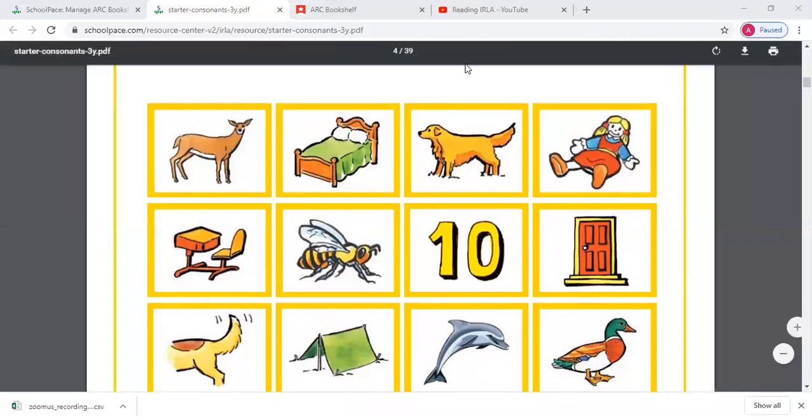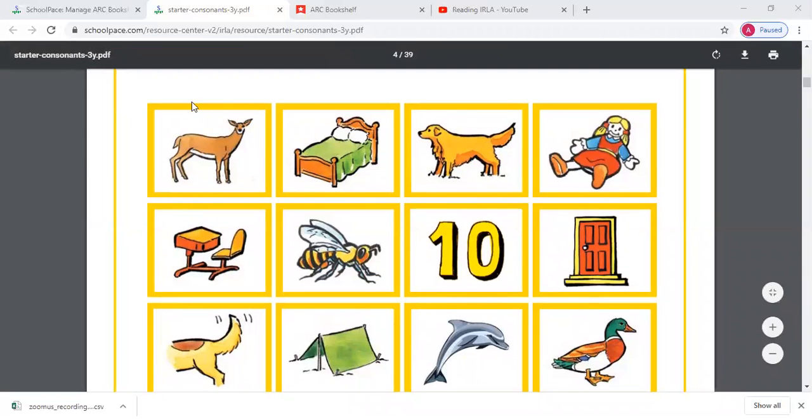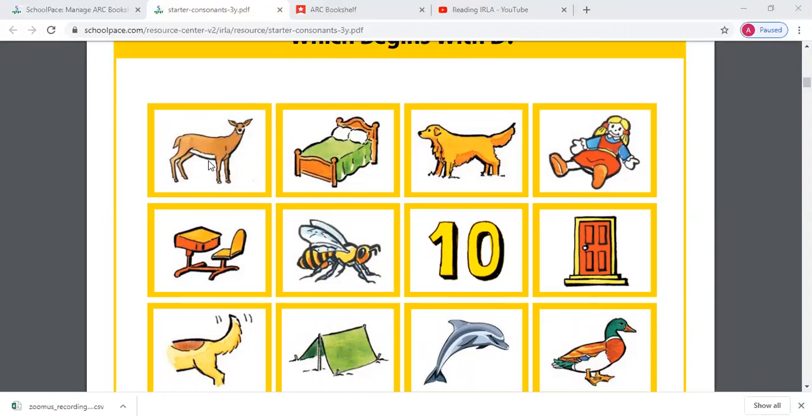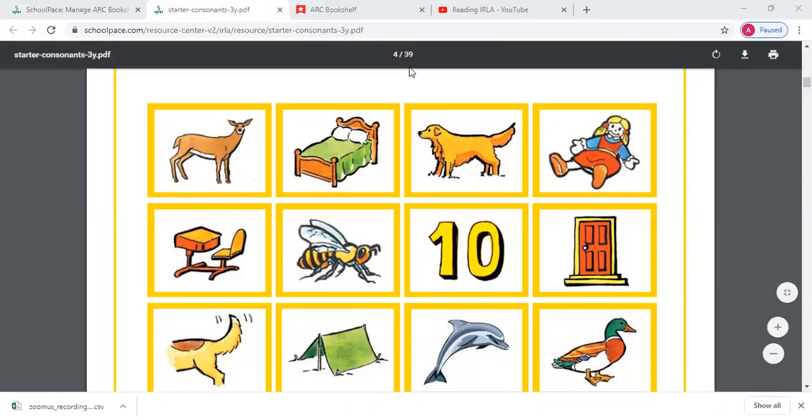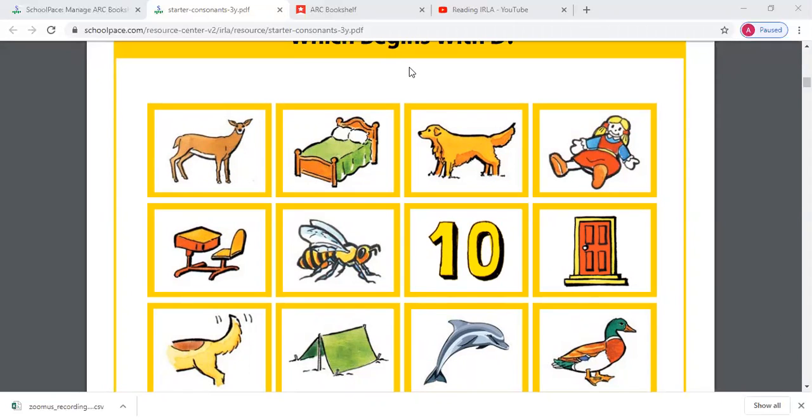Okay, so let's look at this first picture up here. What is this a picture of? A deer. Does deer start with the letter D? Yes, it does. Deer starts with the letter D. Deer says D, D, D. Remind me, is this a capital D or a lowercase d? This is a capital D. Great. Deer starts with the letter D.